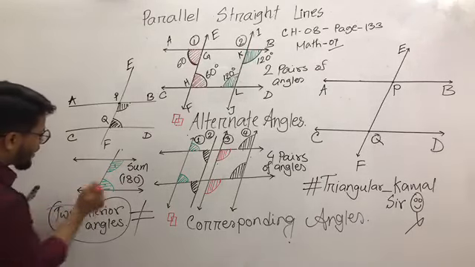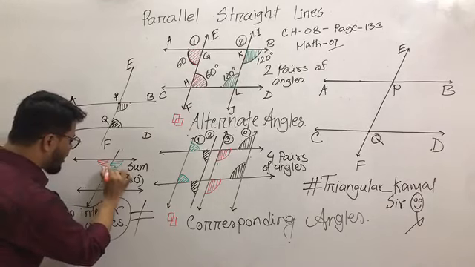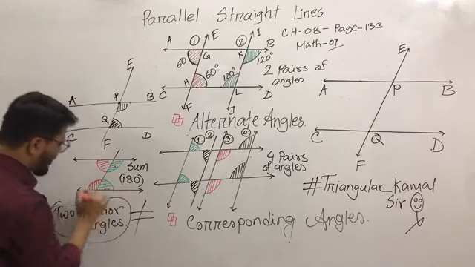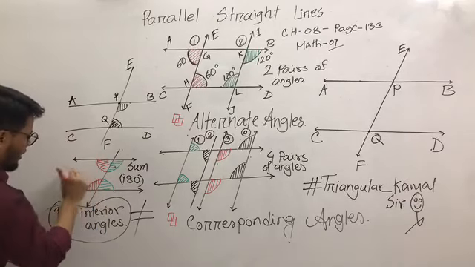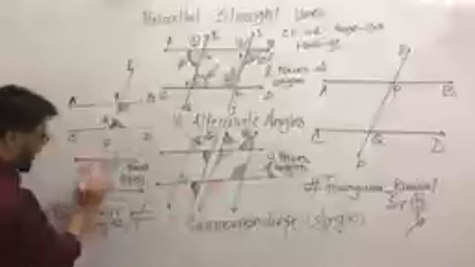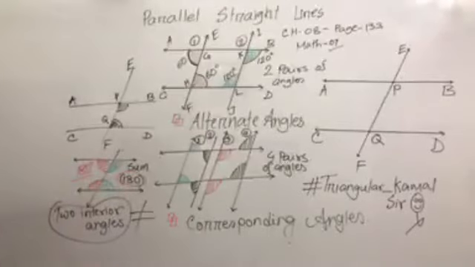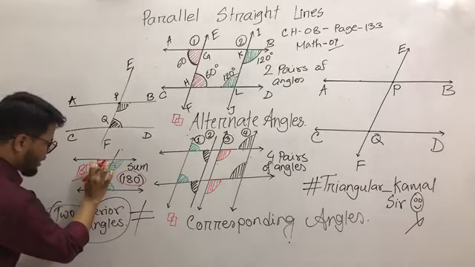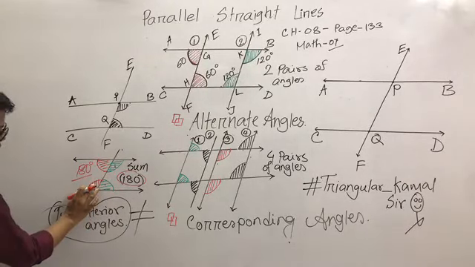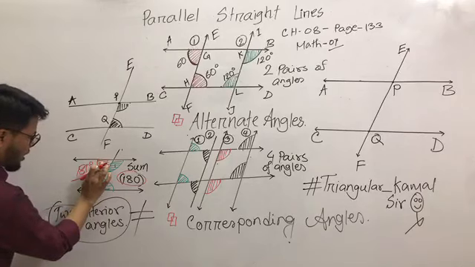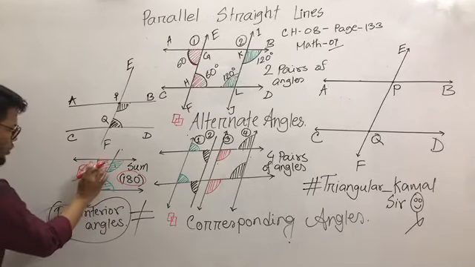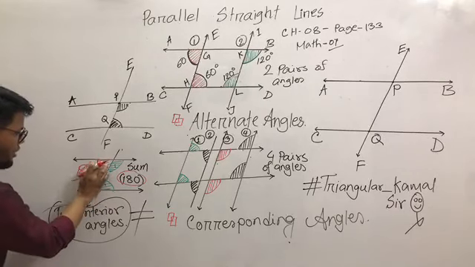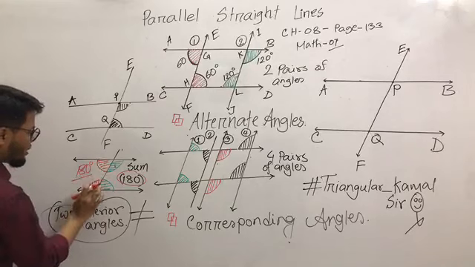There is also another side of interior angles: this is the red color angle, and there is also a red color angle there. So these two red color angles sum to 180 degrees, and the two green color angles sum to 180 degrees. If this angle is 80 degrees, this one will be 100 degrees. If this one is 120 degrees, this one will be 60 degrees. If this one is 179 degrees, this one will be 1 degree, because they are interior angles and the sum is always 180 degrees.